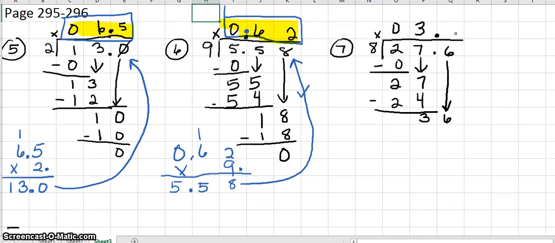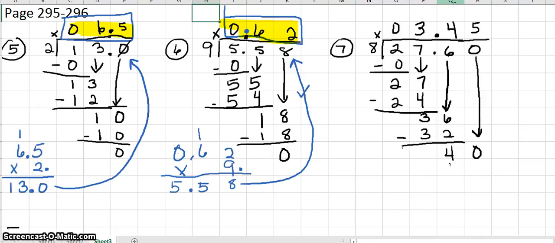What times 8 will get me to 36? The closest I can get is 4. 4 times 8 is 32. And I'm going to subtract and I'll get 4. So I can't leave it as a remainder, so I have to add a placeholder 0. That does not change the value of it. Bring it down to eliminate the remainder. What times 8 equals 40? 5 times 8 equals 40. And I don't have any remainders.